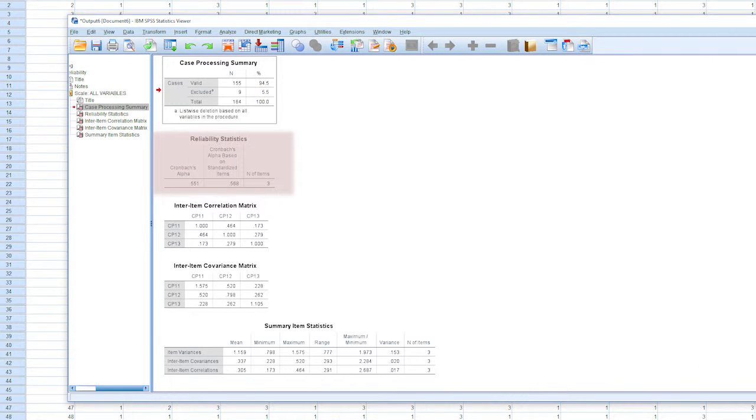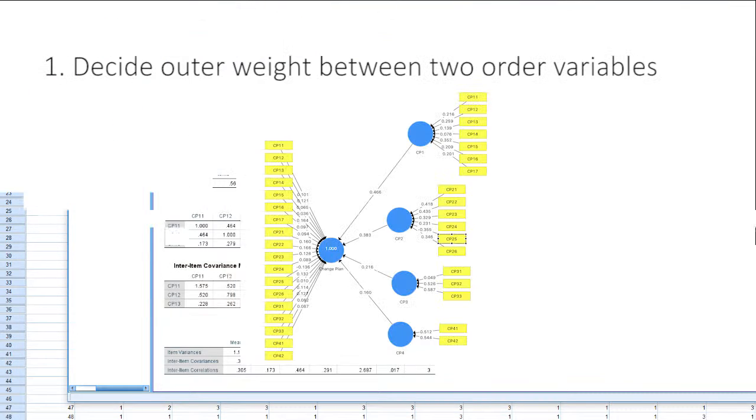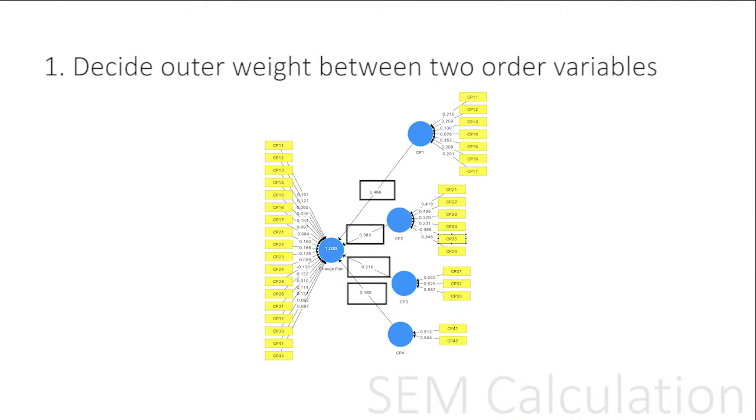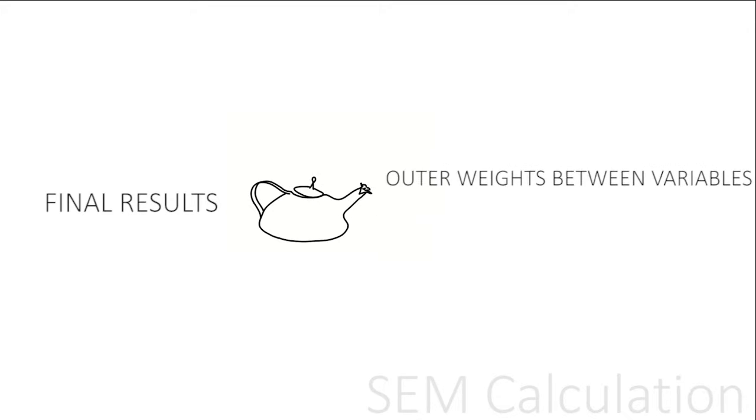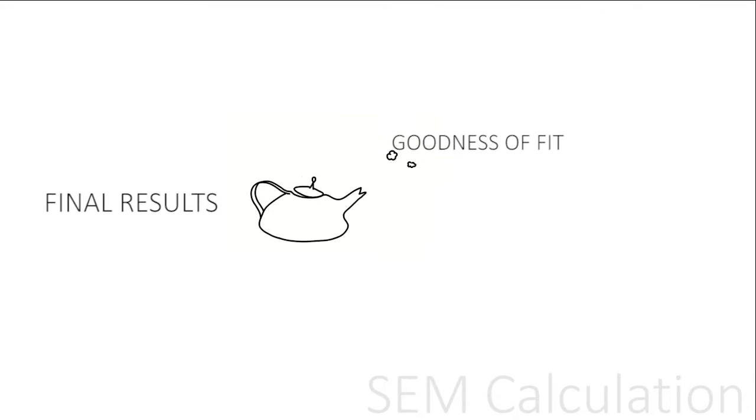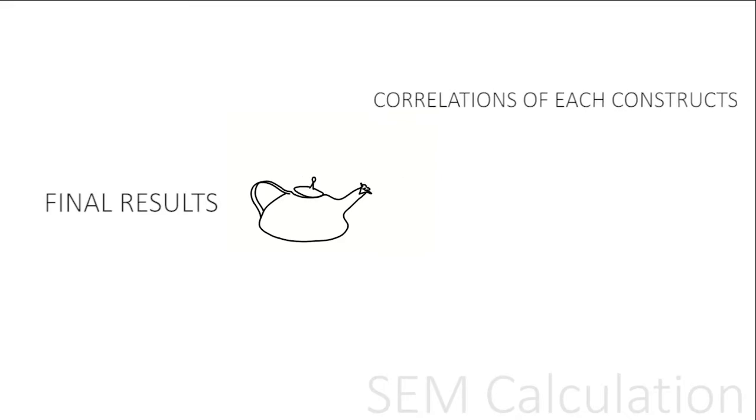Besides model conceptualization, a solid model input is generated as PLS, and the map SEM calculation is to first decide outer weights between the two orders and second calculate inner model relationships. Final results consist of outer weights between variables, goodness of fit, and correlations of each construct.